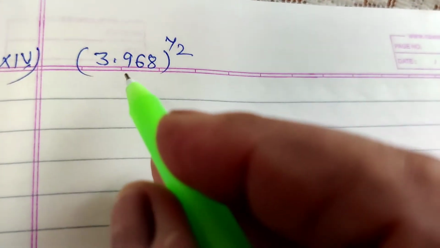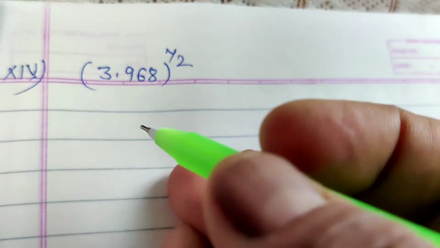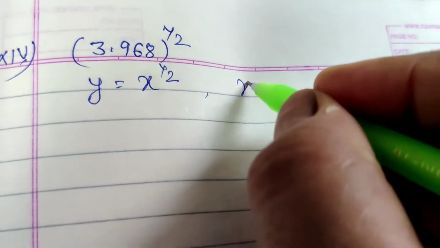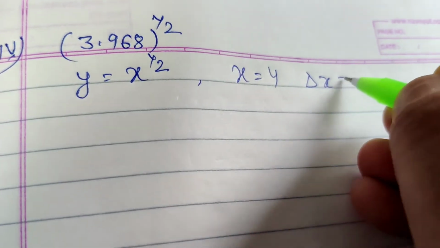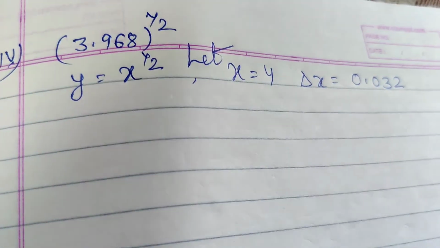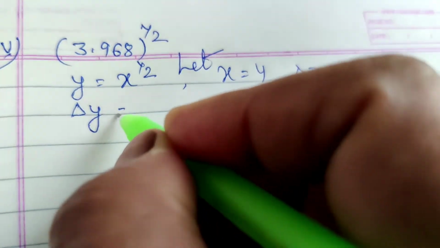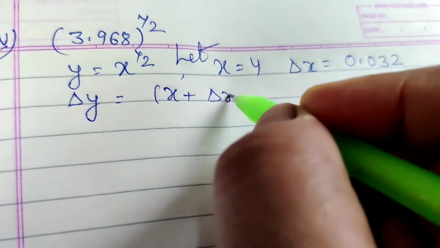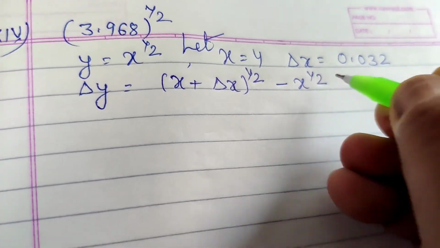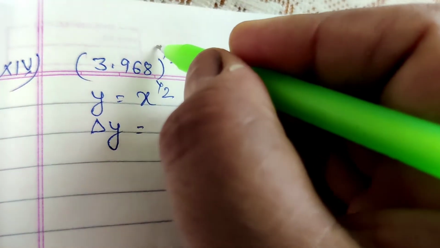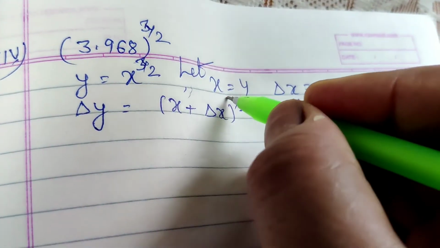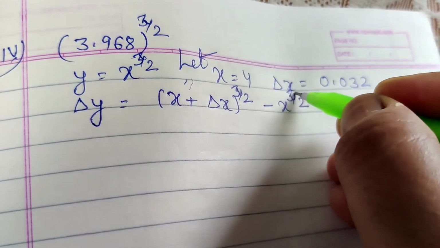Now 14 number. The next question is 3.968 raised to power 3 by 2. So we can take y equal to x raised to power 3 by 2. Okay, x equal to 4 and del x equal to minus 0.032. Let. Okay, so now del y equal to x plus del x raised to power 3 by 2 minus x raised to power 3 by 2. Sorry, the question is in 3 by 2, the whole power is 3 by 2.